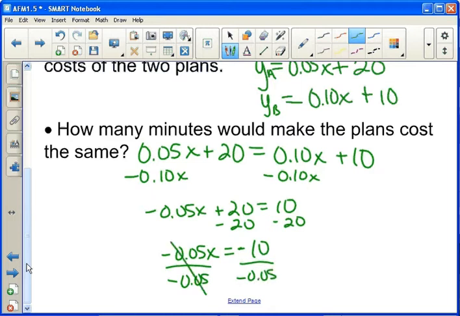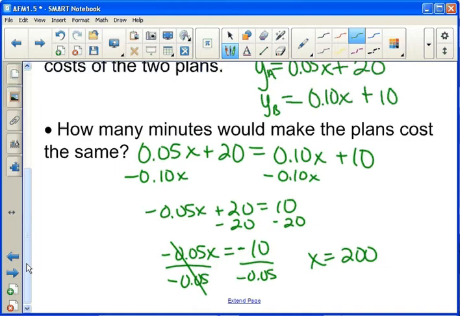If you're going to talk for 200 minutes, it really doesn't matter which plan you choose. You're going to pay the same amount of money for each one. But if you talk less than 200 minutes, plan B is going to be better because it starts with a lower cost of $10 a month. If you're going to talk more than 200 minutes, then plan A is going to be better because even though it starts at $20 a month, it's less per minute in the long run, and that will help.